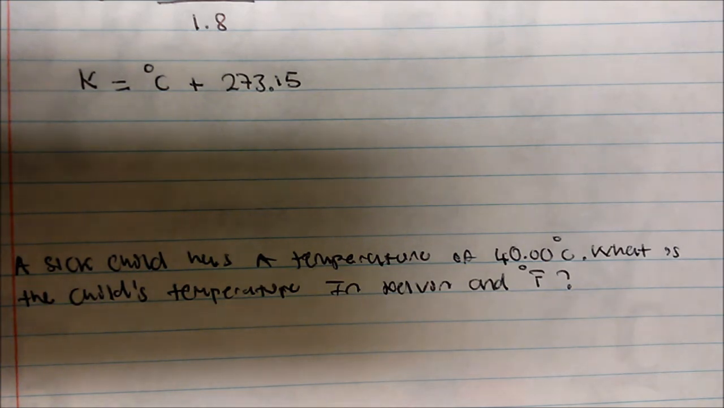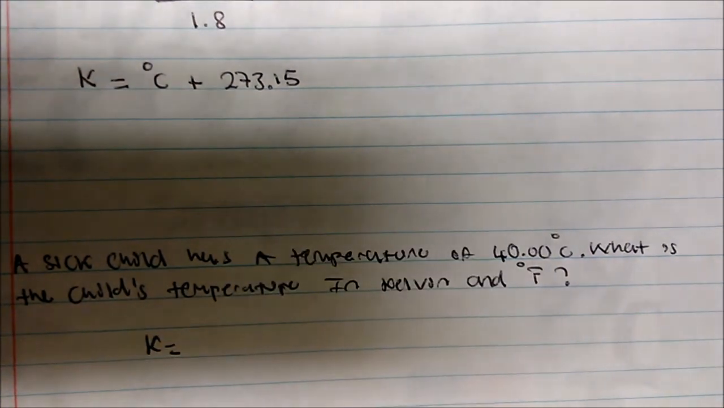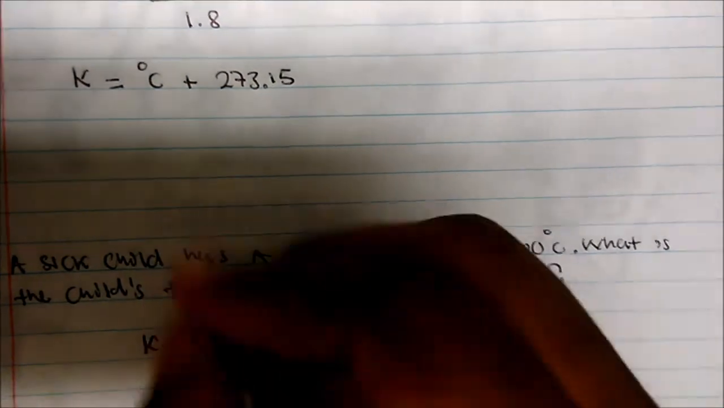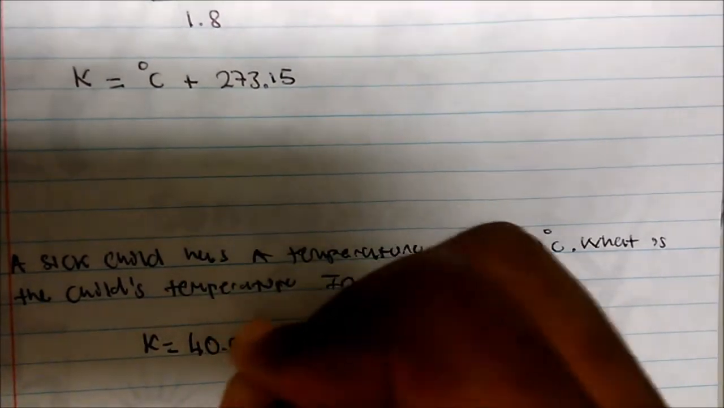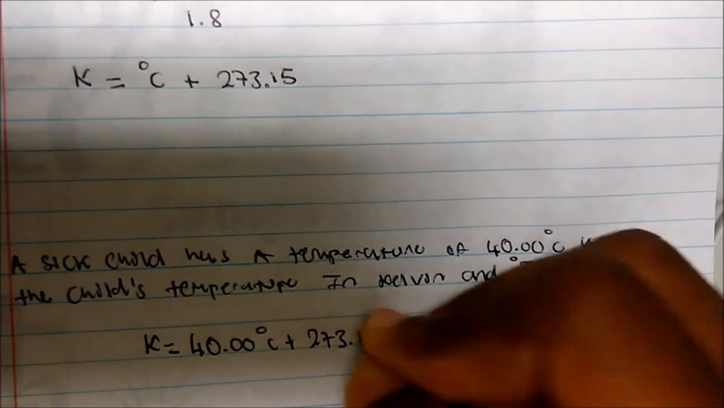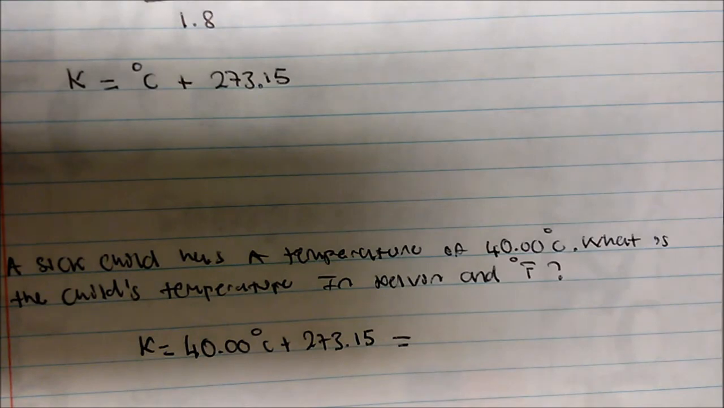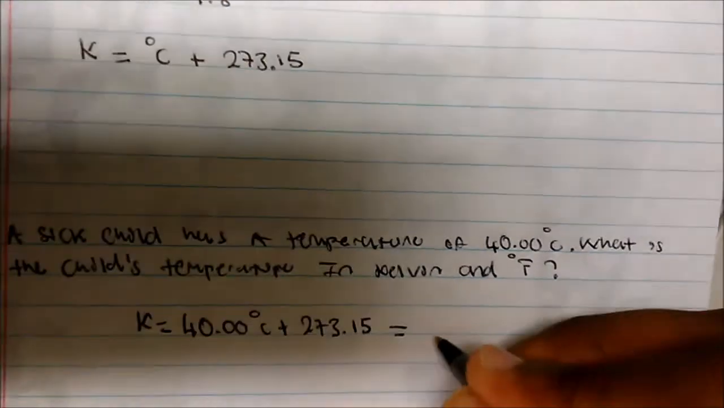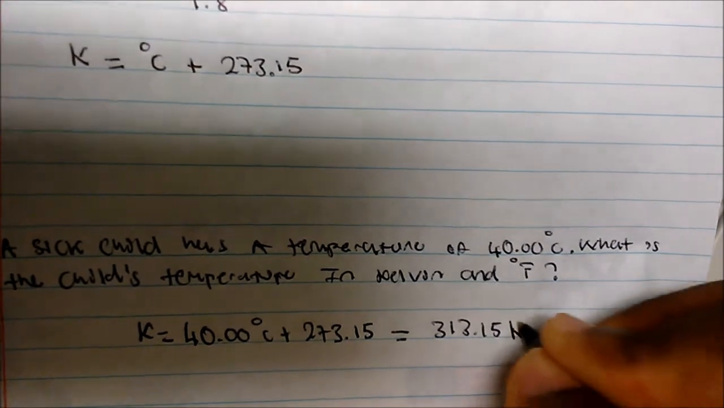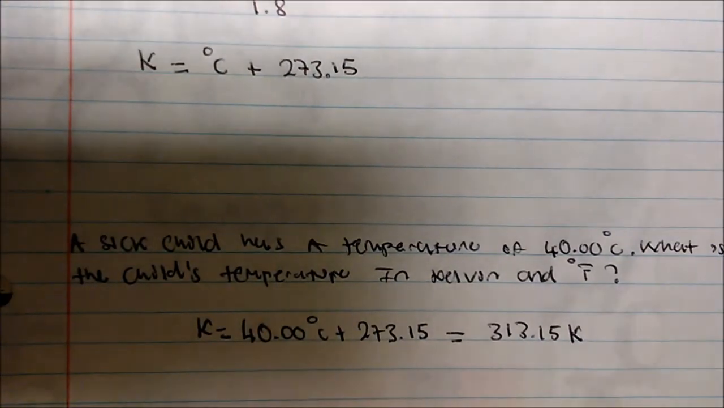Well, we know that the Kelvin is just the degrees Celsius plus 273.15. So in this case, the child's temperature in Kelvin will be 40 degrees Celsius plus 273.15. If we add those together, we'll get 313.15 Kelvin. So that's just a simple way of converting to Kelvin.